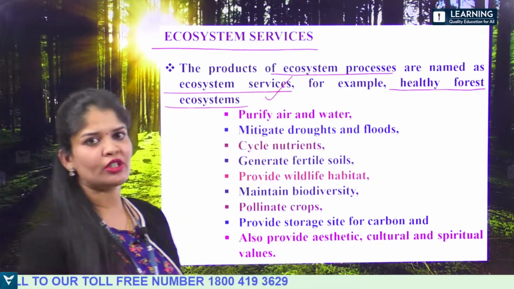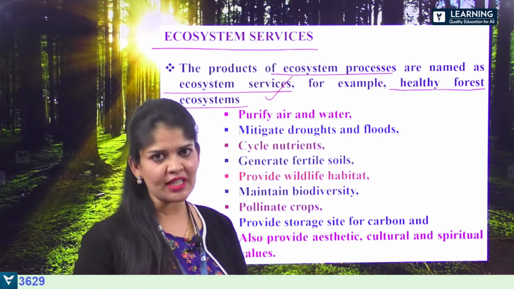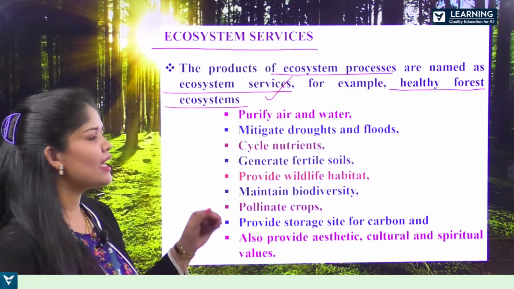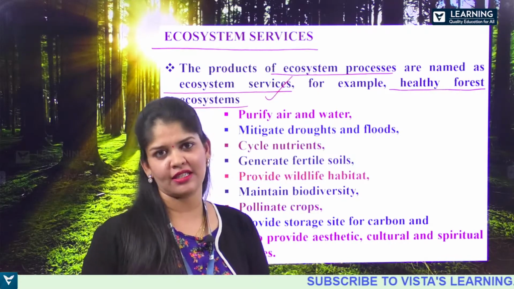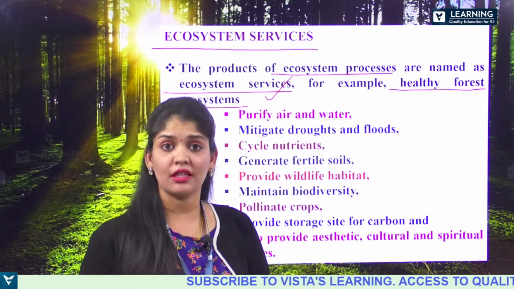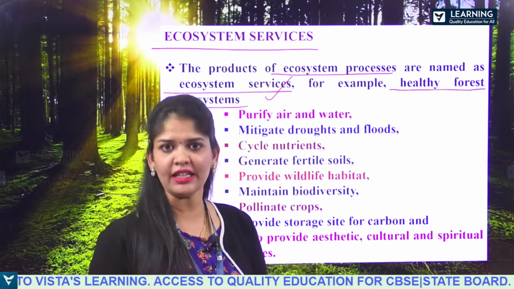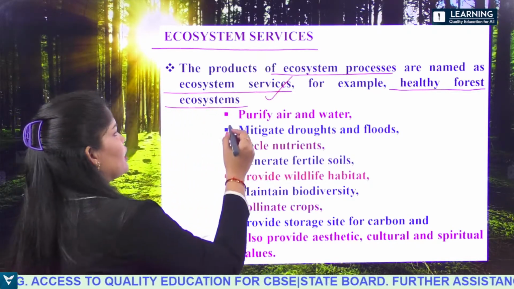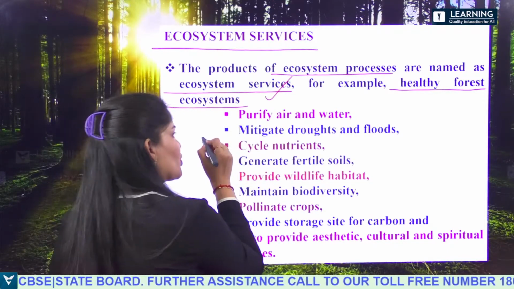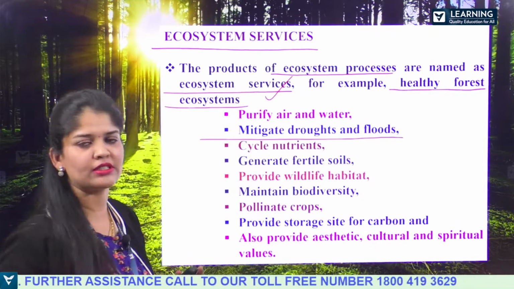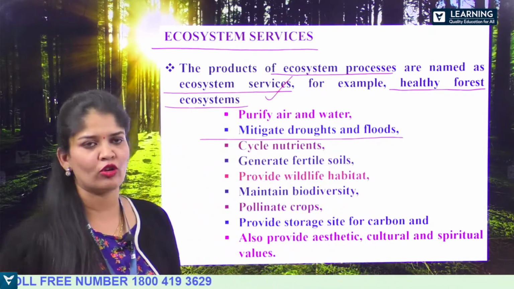If it is polluted, which leads to water pollution and air pollution and whatnot, it leads to diseased conditions. So the health of mankind is protected by a healthy ecosystem. Thereby, it is our responsibility to maintain the health of our ecosystem, right? So here, not only does it purify the air, not only does it purify the water, it also mitigates, that means it prevents drought and floods. That means extreme water availability, rainfall, and very low rainfall conditions.